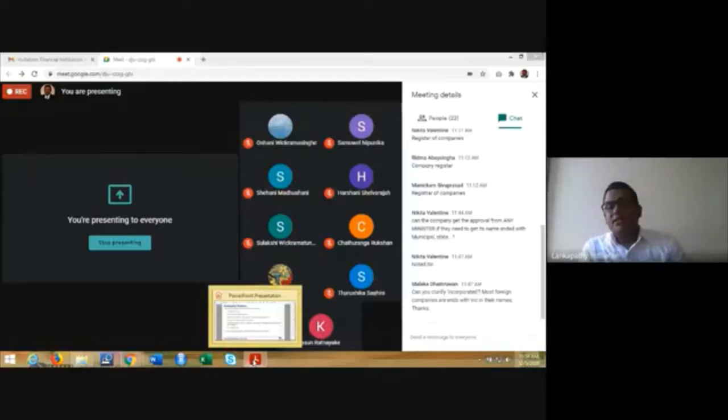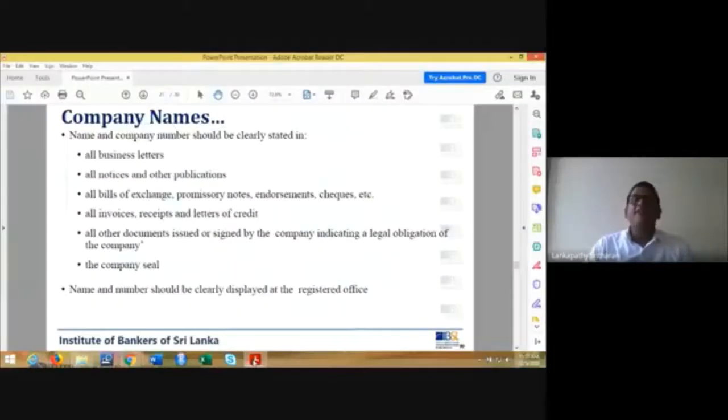Yeah, there's a question here. Can you clarify "incorporated"? Most foreign companies end with INC in their names. Actually, in the Sri Lankan Registrar of Companies requirement, the name should end with "Limited", LTD generally, and in some other countries it should end with "Incorporated". This is similar to Limited.